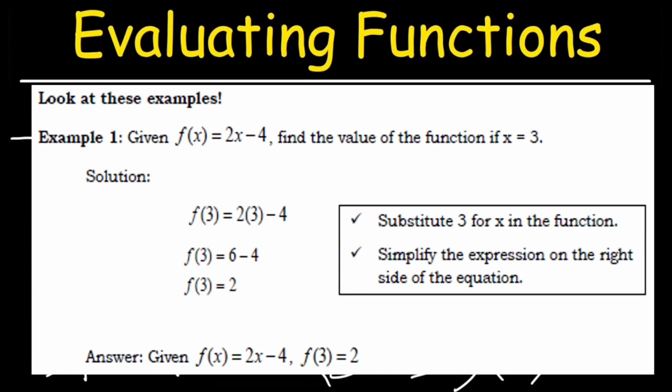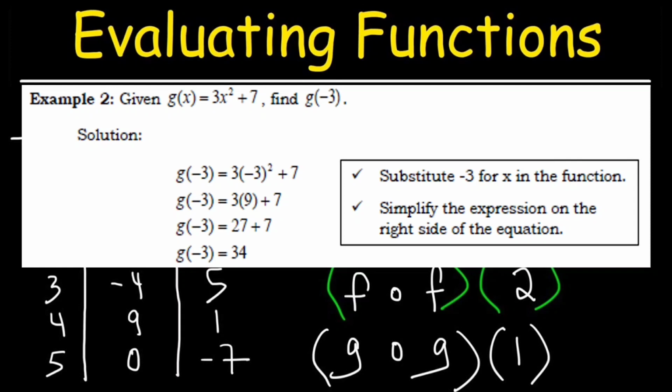Look at these examples. In example 1, given f of x is equal to 2x minus 4, find the value of the function if x is equal to 3. First, substitute 3 for x in the function. Then simplify the expression on the right side of the equation. So 2 times 3 is equal to 6, and 6 minus 4 is equal to 2. So the answer in the given function 2x minus 4 is 2.